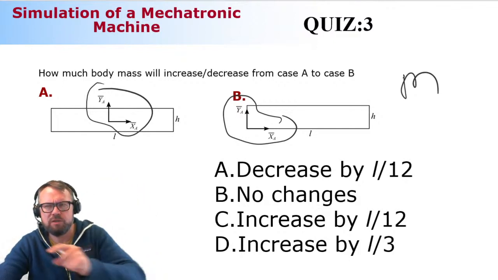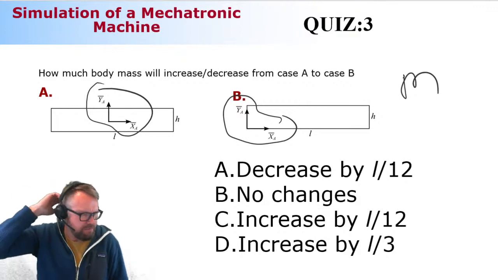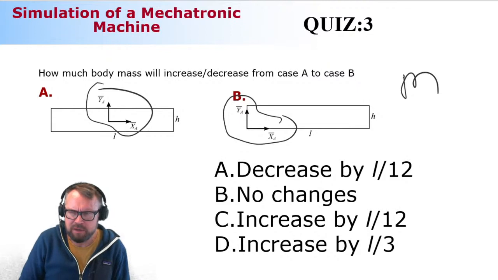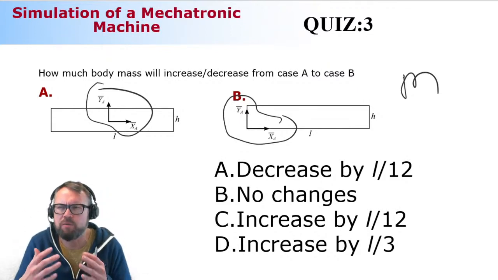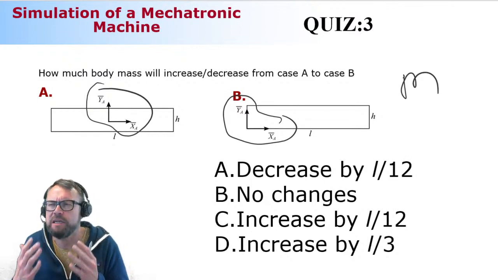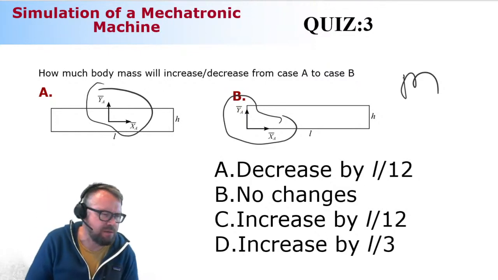Mass is not changing as a function of the body reference coordinate system. So if you weigh yourself, your body weight will be the same regardless of where your body reference coordinate system is located, because the body reference coordinate system is an artificial thing. It's something that helps us describe the dynamics, but it's not defining your mass.